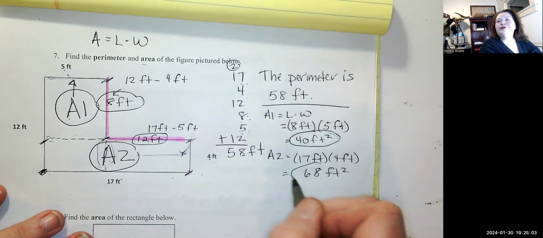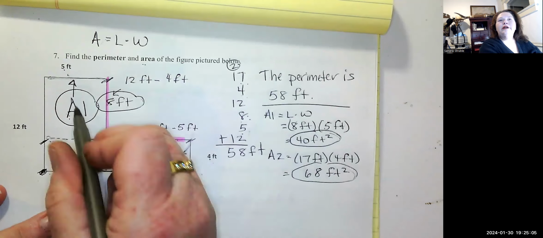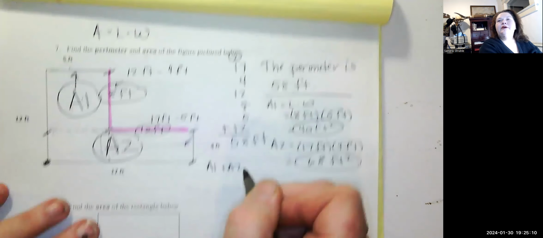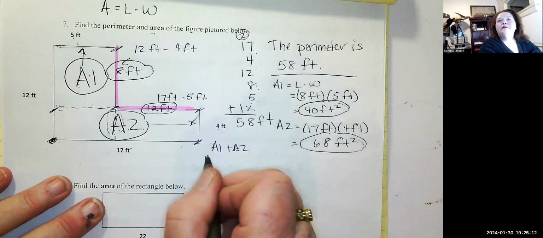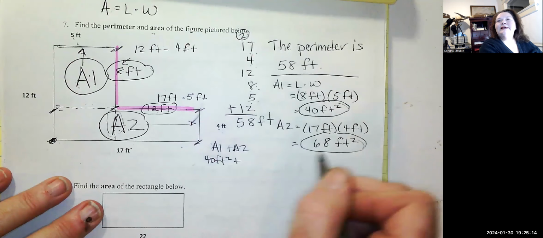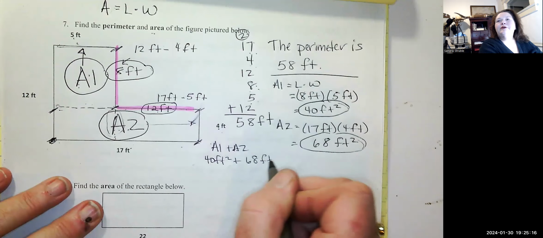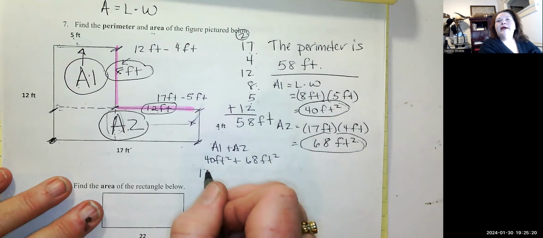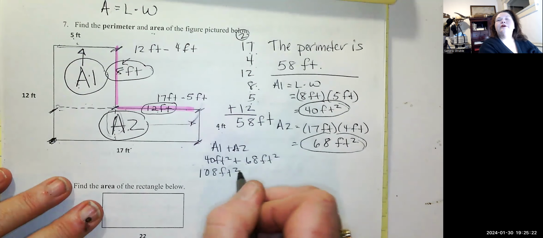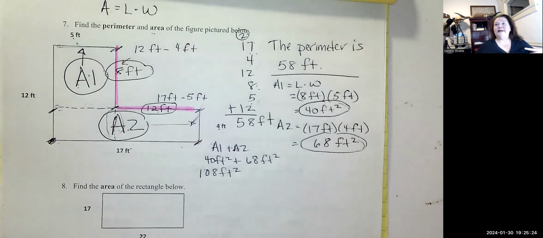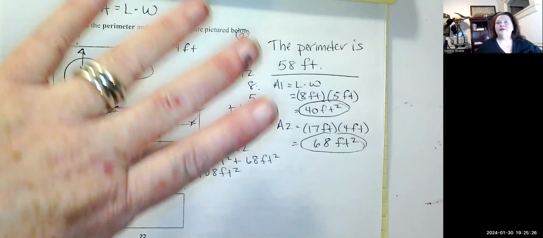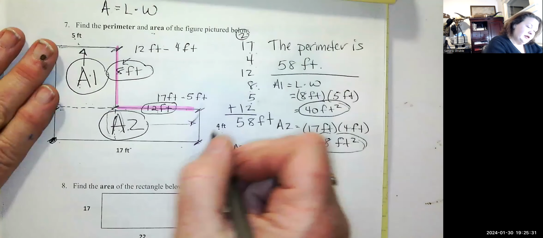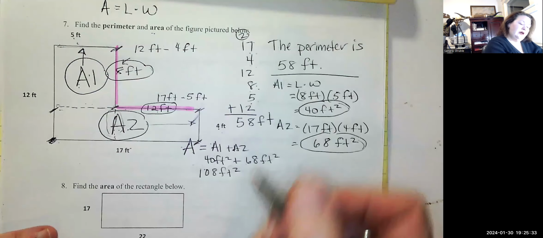Okay, to find the total, we just add area 1 and area 2. Area 1 plus area 2 gives us 40 feet squared plus 68 feet squared, which is 108 feet squared. Now I can write my sentence, not before this, because I just found the area of the entire thing. So big area is equal to those 2.